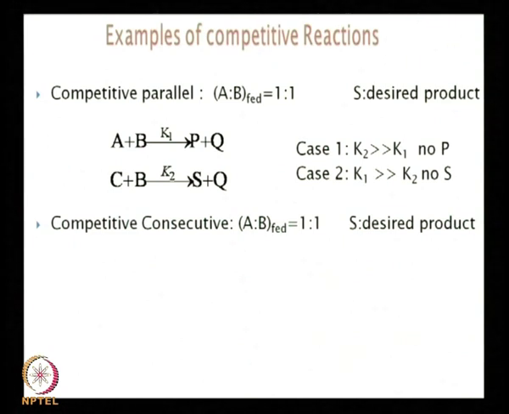Very simple, yeah. All of B will react with A because the first reaction is much faster than the second one. So all of B will react with A to form P, and no S is formed. So S is our desired product, which is not going to be formed. In the second case, which is case 1 written over here, K2 is much faster than the first one, in which case A would not get a chance to react with B, and C would react with B to produce my S, which is the desired product.